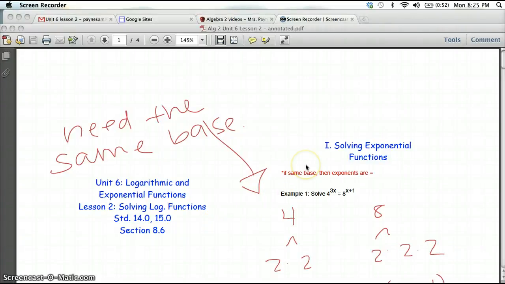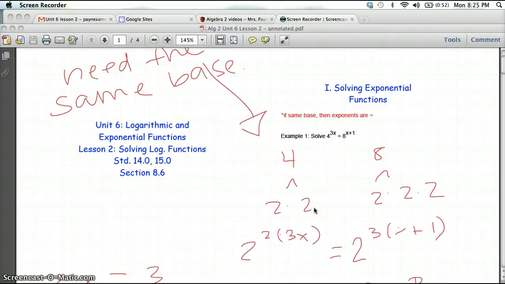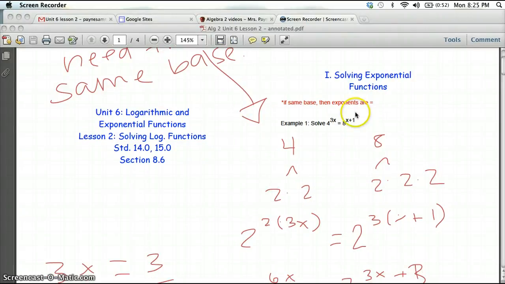Okay, so we are on Unit 6, Lesson 2, which is solving logarithmic functions. We looked at how to expand logs, we learned how to condense them, and now we're going to learn how to actually solve them. If they're the same base, then all you're going to do is take the exponents and set them equal.